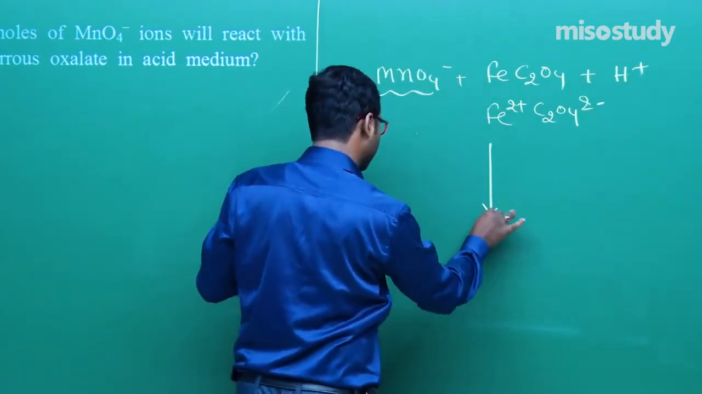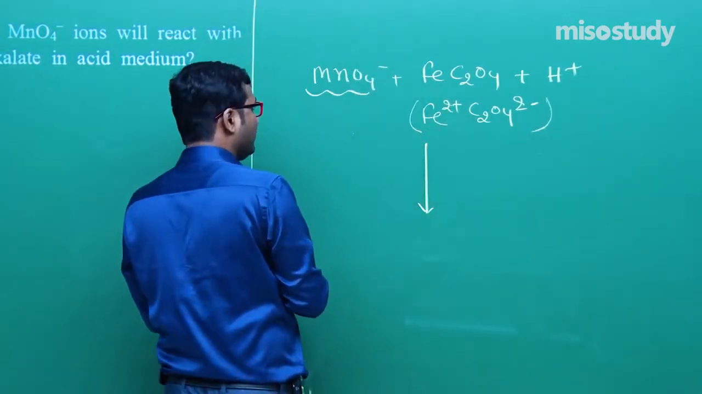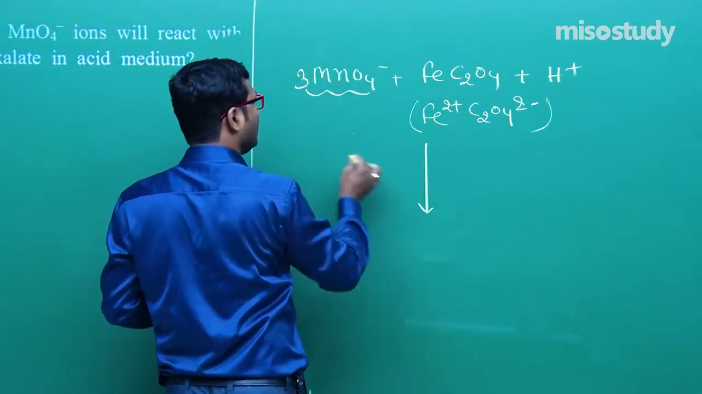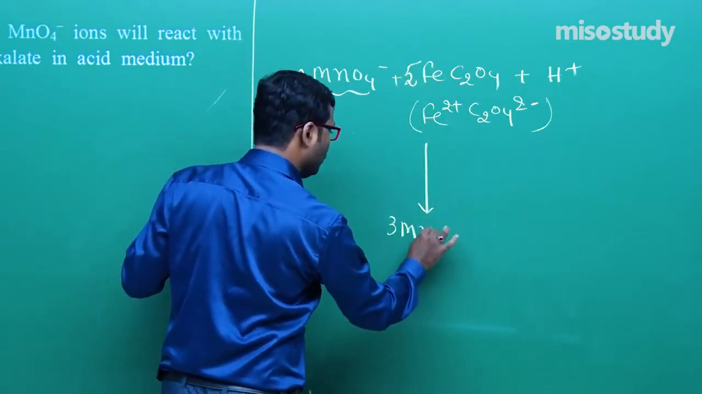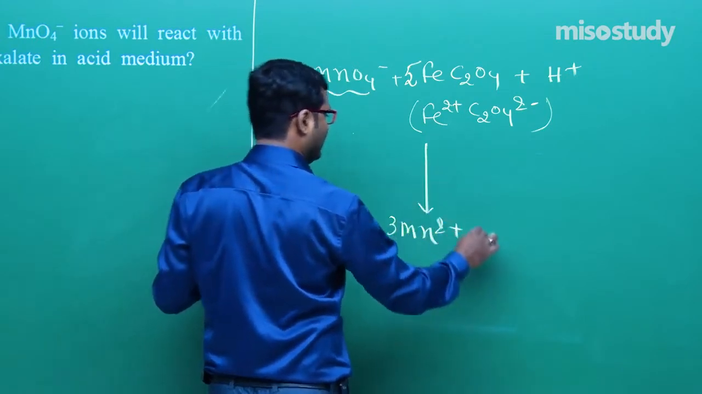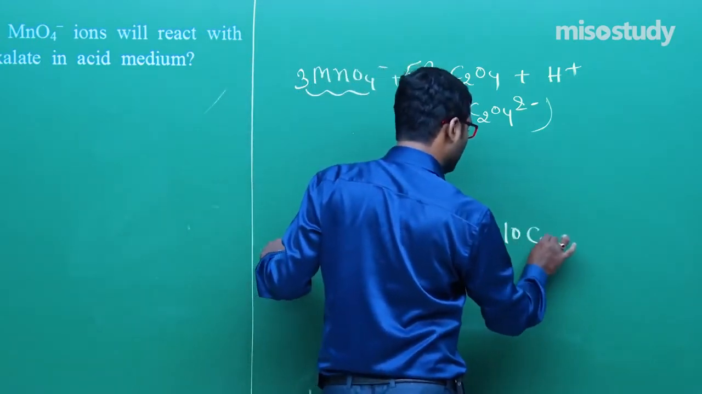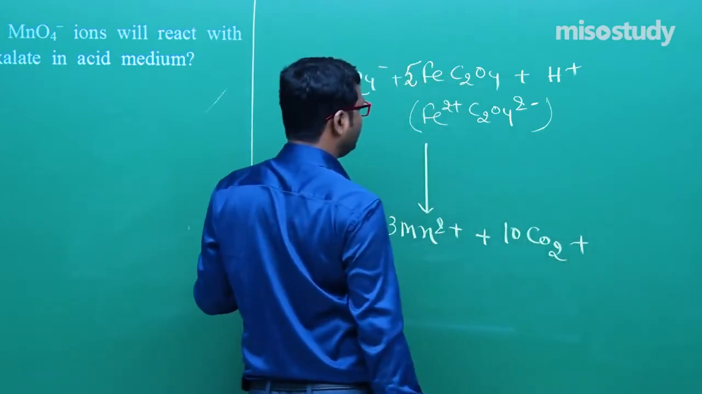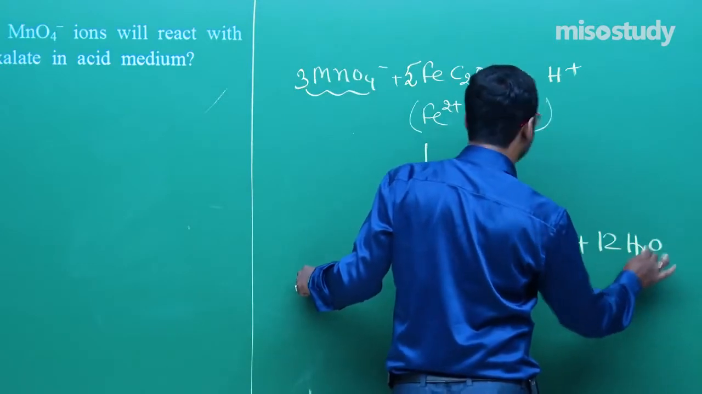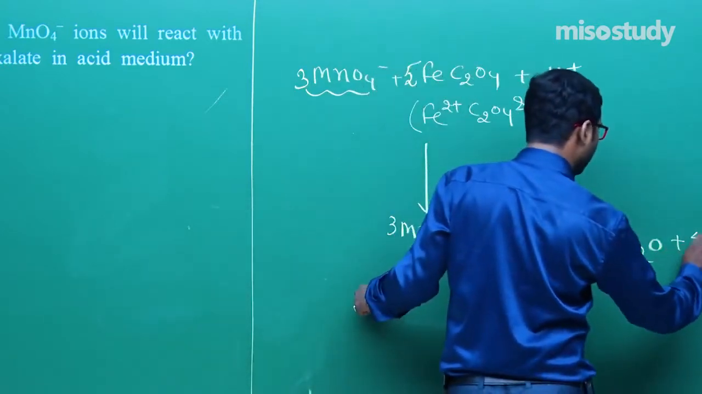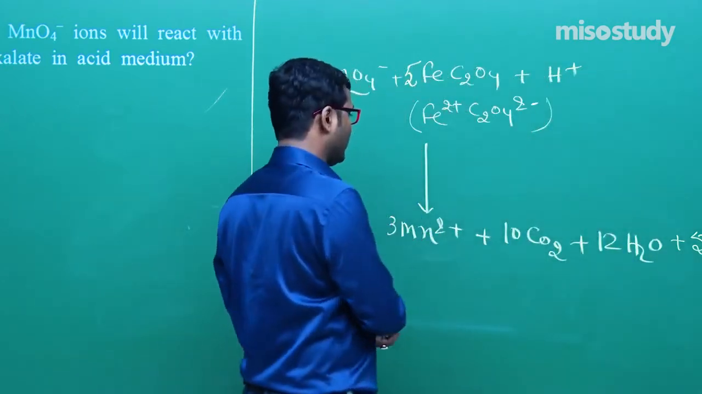What will happen in this case? Wait for a moment. How to balance the reaction? Put here 3, that is 5, 3 Mn2+ in the reaction. And in this case what will happen? That is 10 CO2, and here 12 H2O and 5 Fe3+.